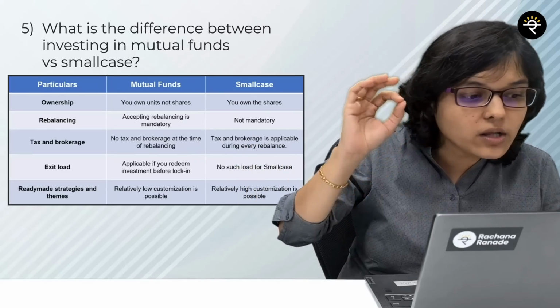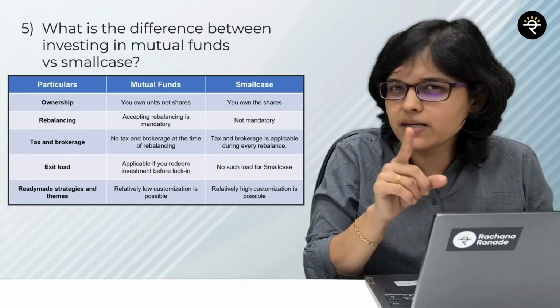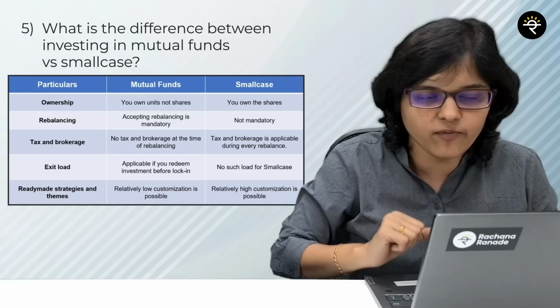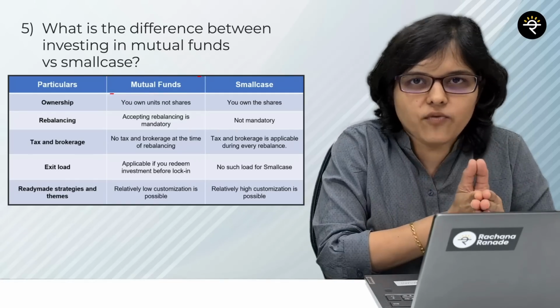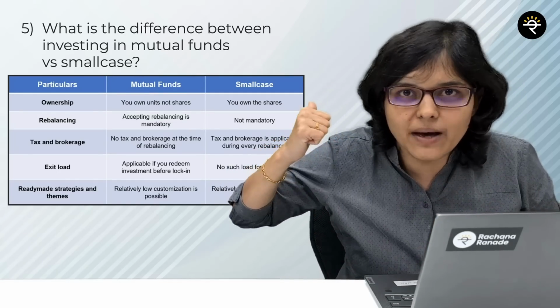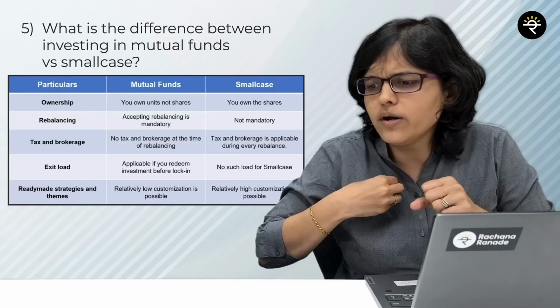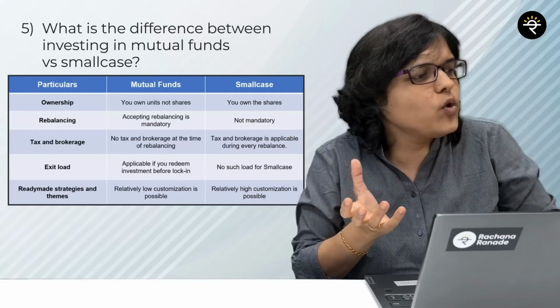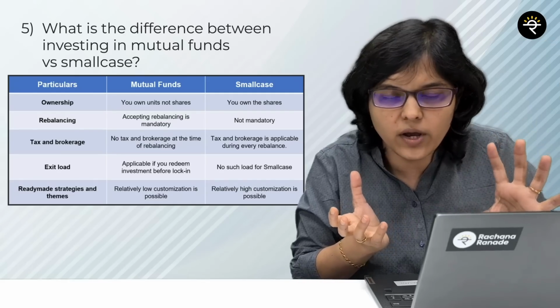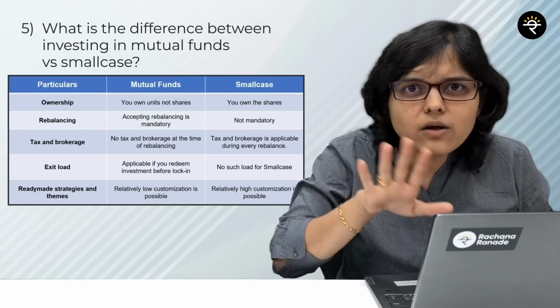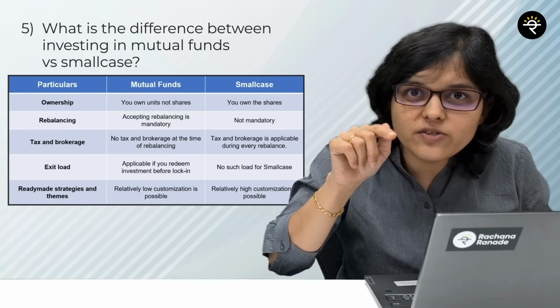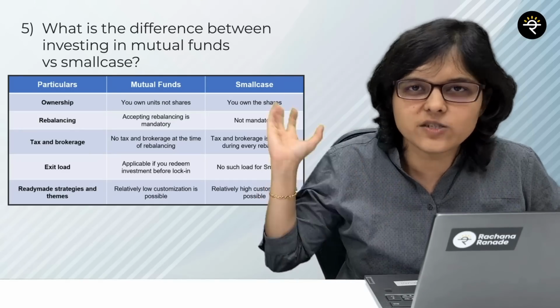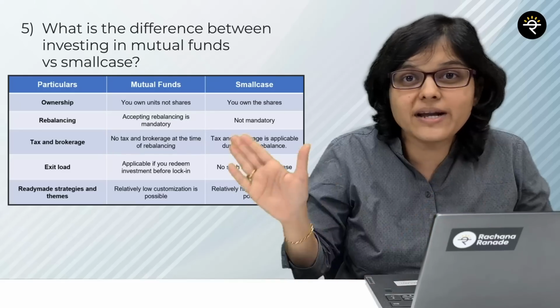If I'm talking about the tax and brokerage, here this is a negative point for smallcase. What is a negative point? I'll tell you. If you're investing in a mutual fund, okay, and if the fund manager is doing the rebalancing, okay, fund manager decides I don't want these two stocks, I'm going to remove it from the pool, and I'm going to add few stocks in the pool of investment. Okay, are you going to be taxed for that? No. Are you going to be charged any brokerage for that? No. Of course, it will be adjusted in the expense ratio. Agreed. But no separate tax or brokerage.